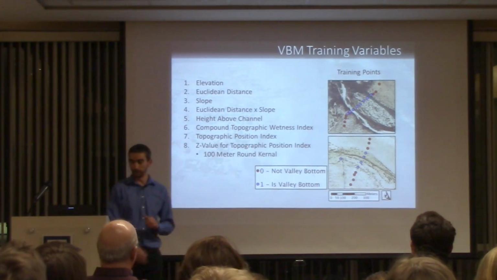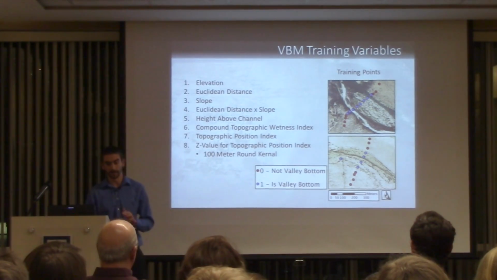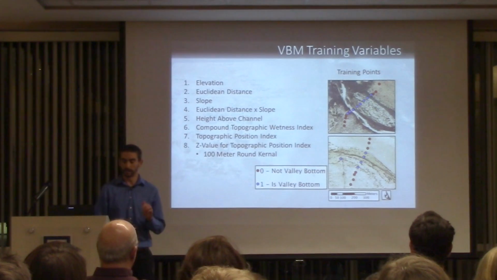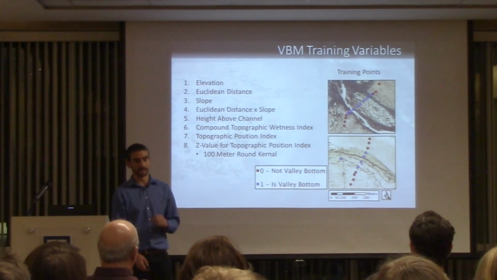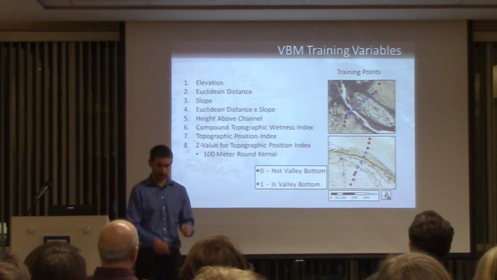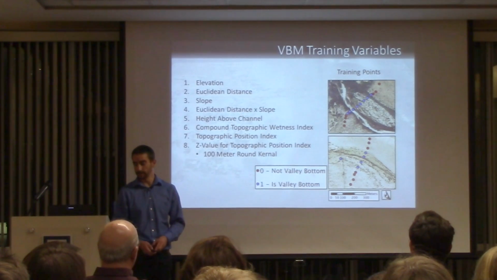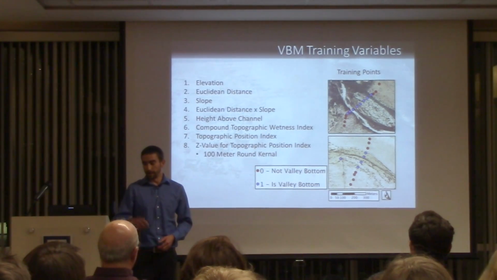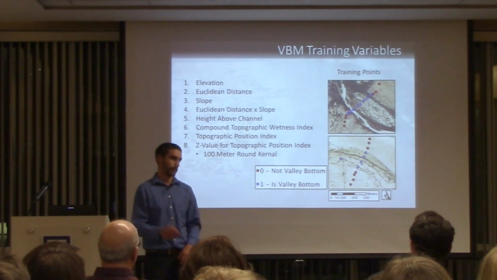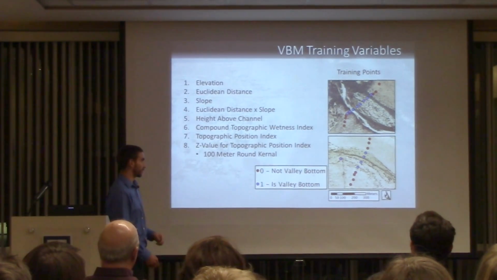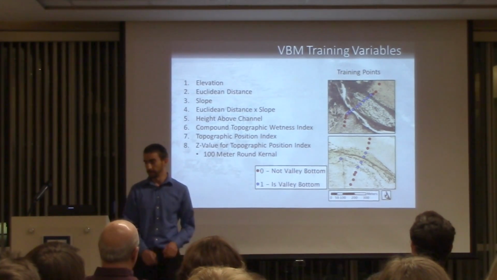The training variables used for the valley bottom model were elevation, Euclidean distance, slope, Euclidean distance by slope, height above the channel, a compound topographic wetness index, a topographic position index, and then a Z value for the topographic position index, which use a 100-meter kernel around each cell to determine those. And then the training points used are just binary, so it's valley bottom or not valley bottom. And so I went about and dropped about 830 transects like that across what I identified as valley bottoms.